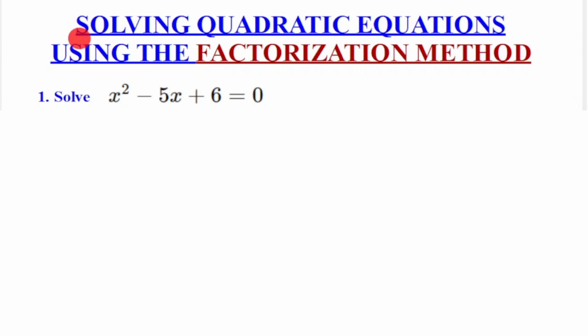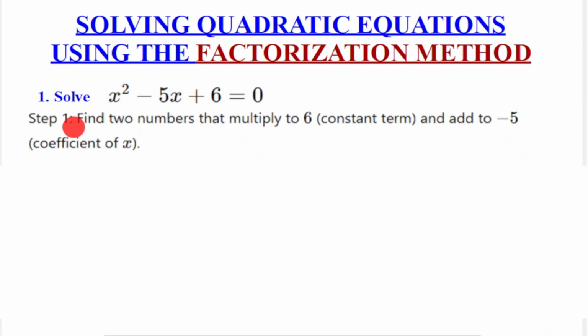In this video, we are going to discuss solving quadratic equations using the factorization method. 1. Solve x squared minus 5x plus 6 is equal to 0. Step 1, find two numbers that multiply to 6, the constant term, and add to minus 5, the coefficient of x. The two numbers are minus 3 and minus 2.